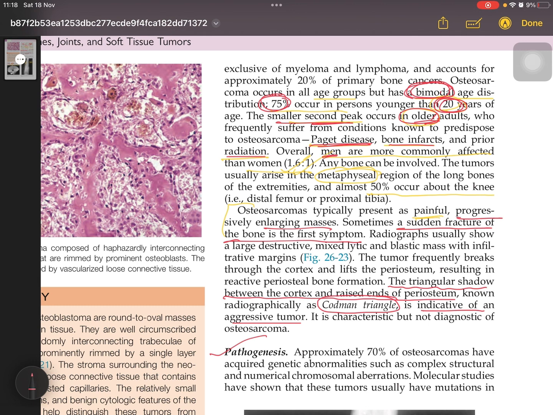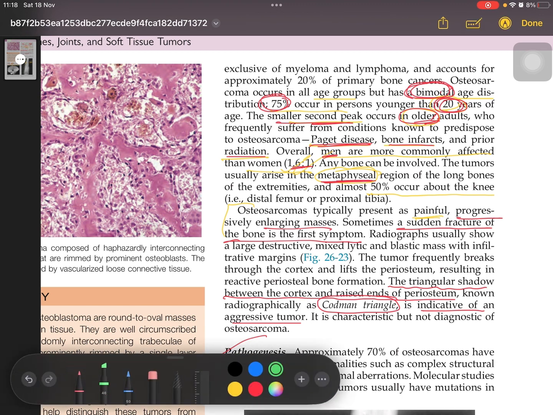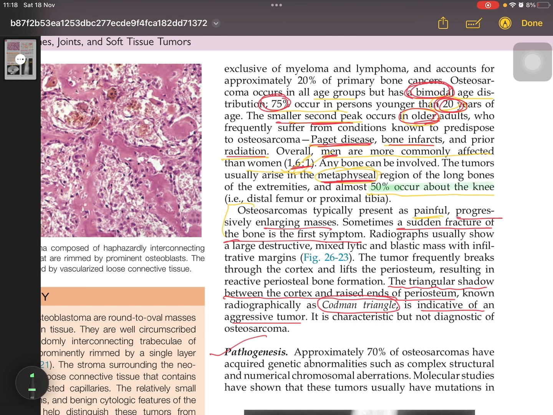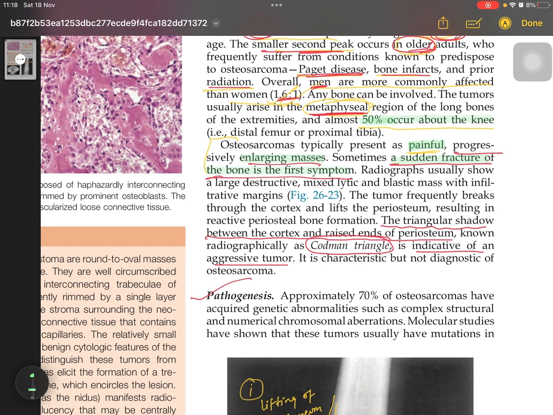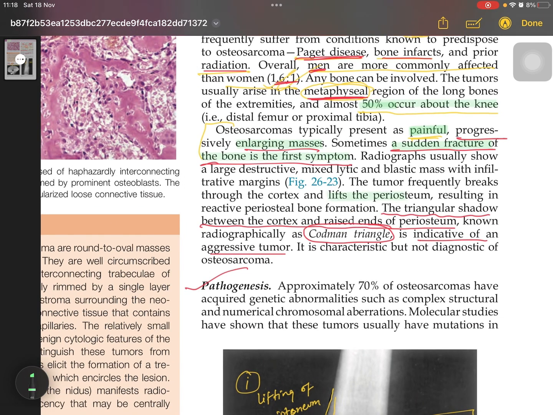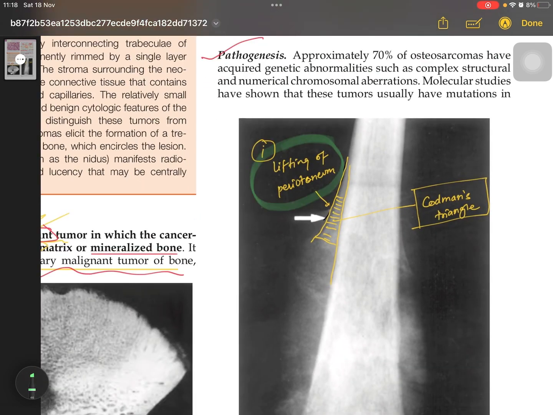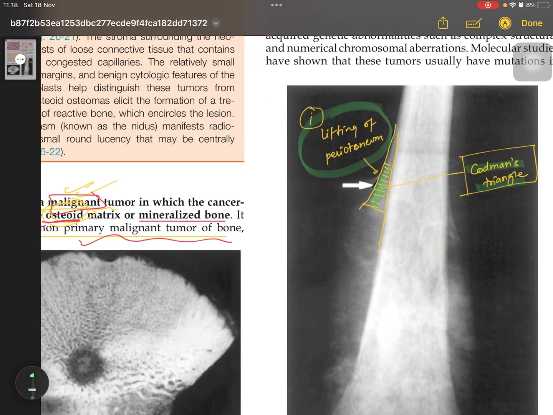We have found that men are more commonly affected than women. It is a form of metaphyseal tumor, and 50% of these occur in the knee region. The presentation of osteosarcoma is painful and enlarging masses. Sometimes a sudden fracture of bone, a pathological fracture, is the first symptom. Under radiological investigation, there is lifting of the periosteum, due to which there is formation of Codman's triangle. This triangular area is what we call Codman's triangle.